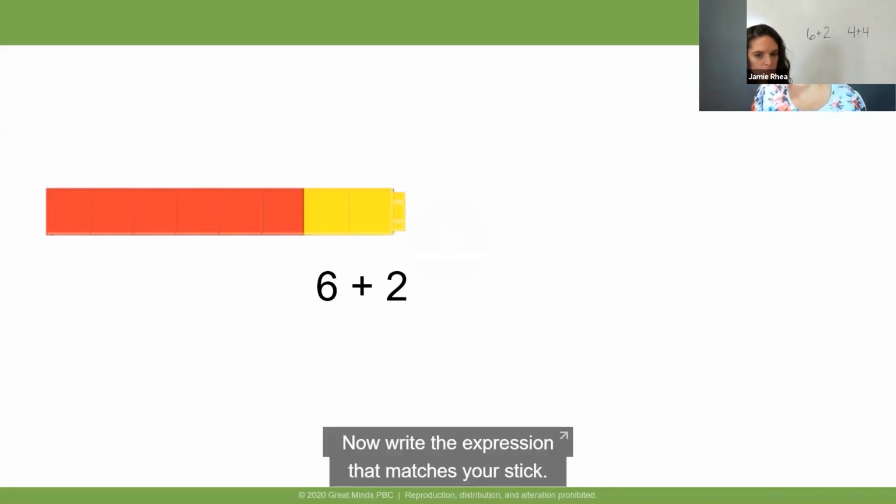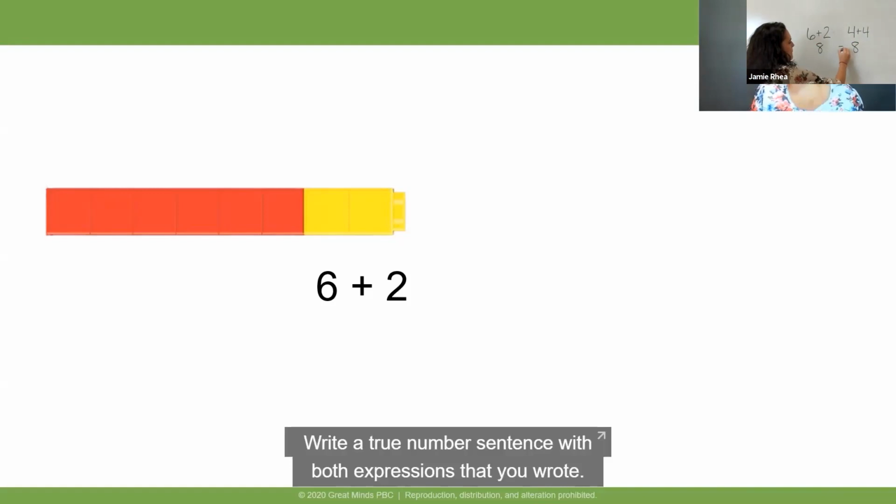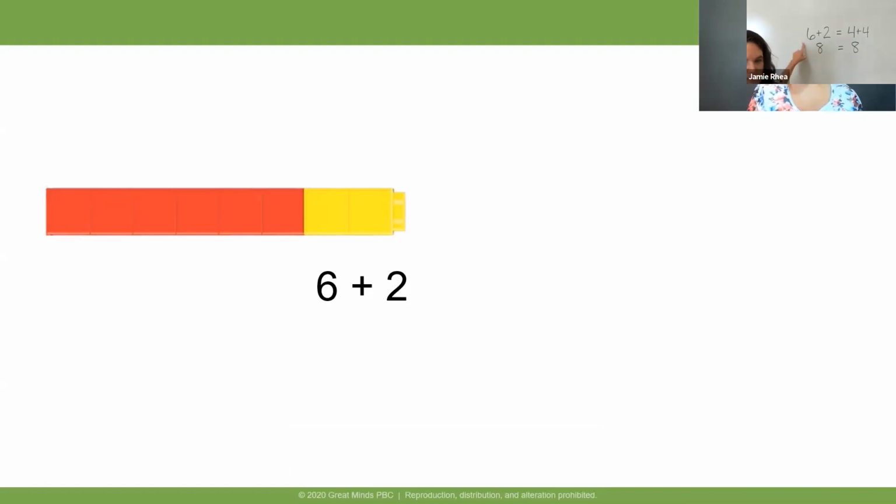Now write the expression that matches your stick. We had 4 plus 4. 6, 7, 8. 4 and 4 we know is 8. Write a true number sentence with both expressions that you wrote. I will wait while you do that now. So we have 6 plus 2 equals 8, and 4 plus 4 equals 8. So 6 plus 2 equals 4 plus 4.